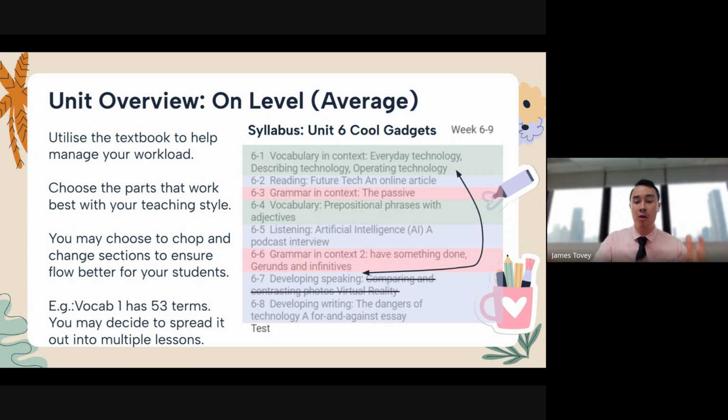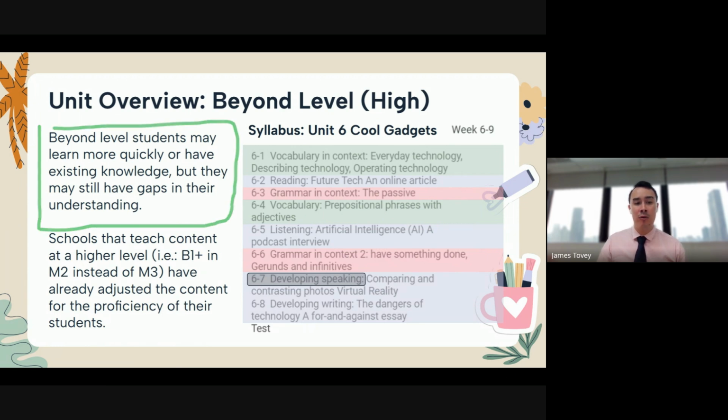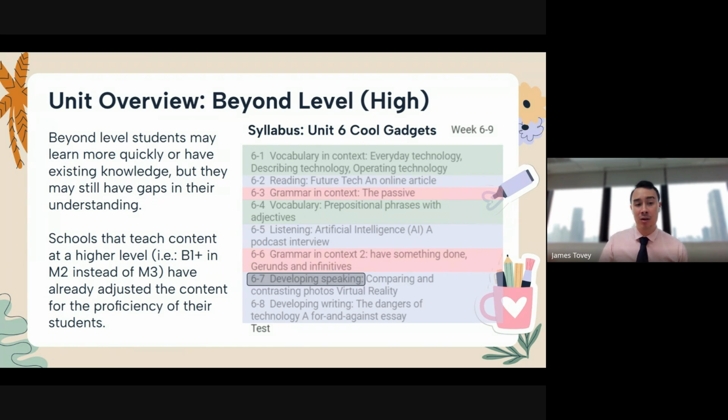You still have to go over it. And that leads us on to the mid-level students who potentially know quite a lot already. So beyond level students may learn more quickly and have existing knowledge, but they may still have gaps in their understanding. And that's the same for native English speaking students as well. It's not just because they're Thai or not native English speakers that they might have gaps. Everyone potentially has gaps. And that's why we have to make sure we cover all the content still.